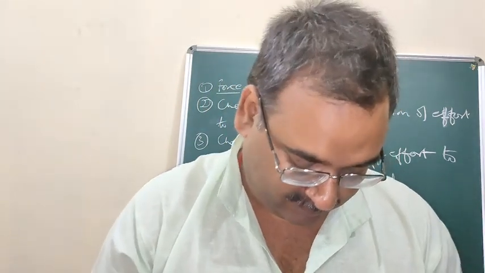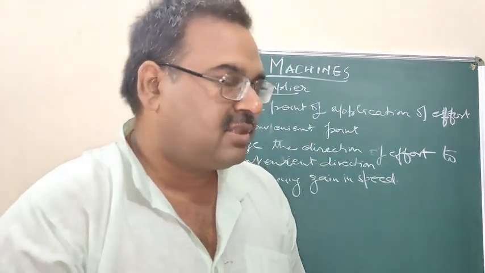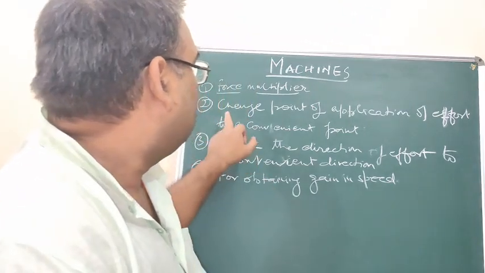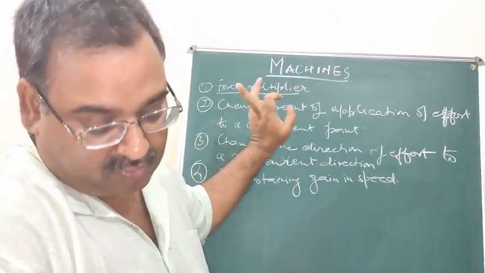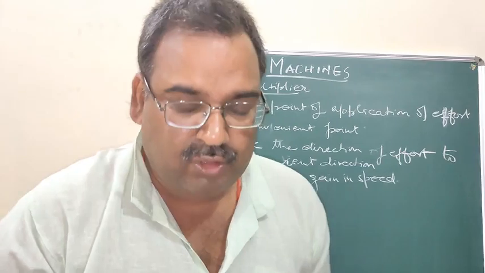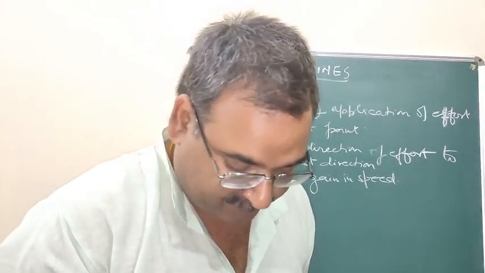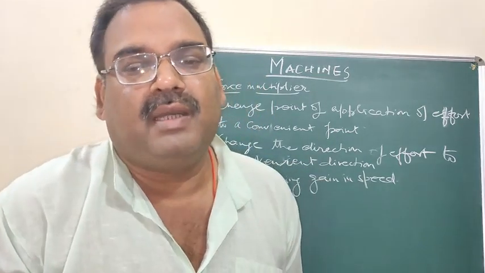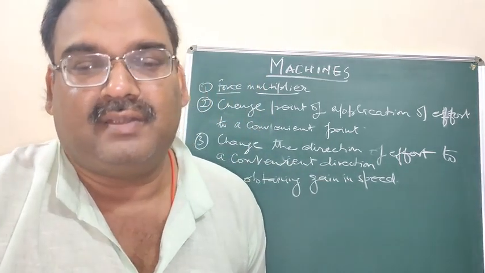Now, why do we use machines? Or what are the functions of the machines? Why are machines being used? So let us first discuss the different functions of the machines. We are going to discuss different functions of simple machines. The first function is that it acts as a force multiplier. What do you mean by force multiplier? You have to lift a heavy load by applying a lesser effort.